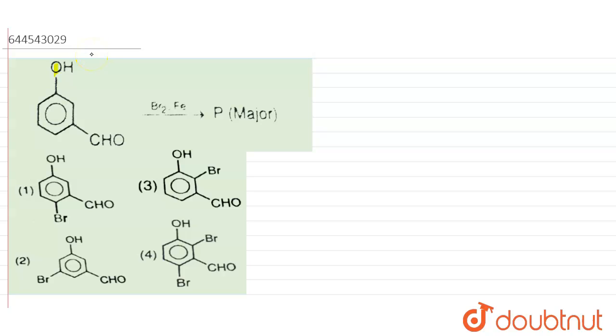Hello everyone. In this question, a benzene molecule is given with OH and CHO present as substituents at meta position to each other, which is treated with bromine in the presence of iron, giving P as the major product. We need to determine what the major product formed is. Four options are given.